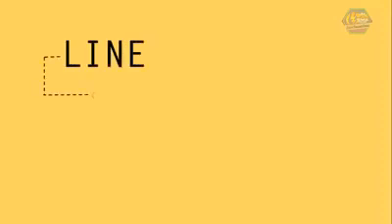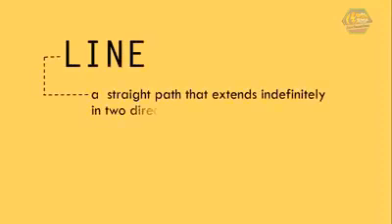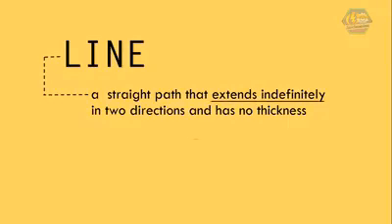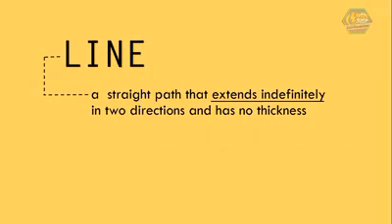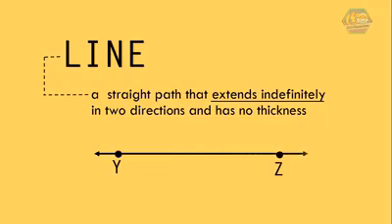A line is a straight path that extends indefinitely in two directions and has no thickness. And it is the next most basic element in geometry. As what I said, a line extends indefinitely, meaning it extends forever into two directions, but we cannot draw a line that goes indefinitely. So to draw a line, all you have to do is pass the endpoints a little bit and then draw an arrow on both ends to show that it keeps on going.